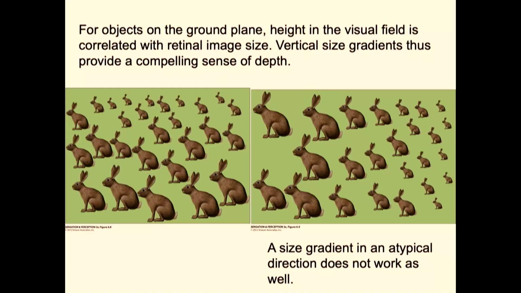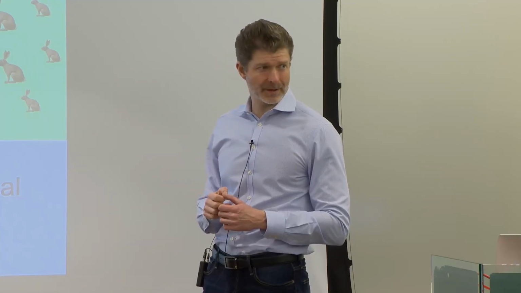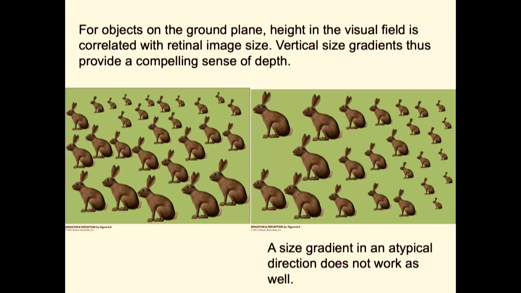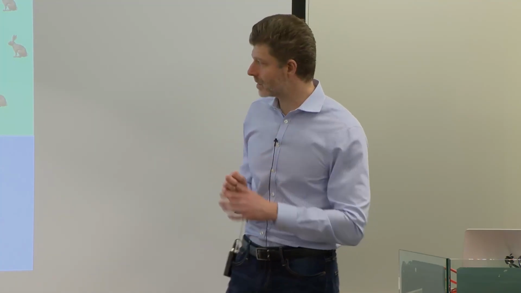The one on the left gives a pretty compelling sense that the surface is receding in depth, because the objects get smaller as they go up in the visual field. That's more or less what would happen in a typical situation in the world. The one on the right has a much weaker effect, because it violates that geometric regularity that is typical of what you would observe in the world. So again, the common theme here is that the visual system has internalized the regularities of the world and uses those to solve this ill-posed problem of depth perception.